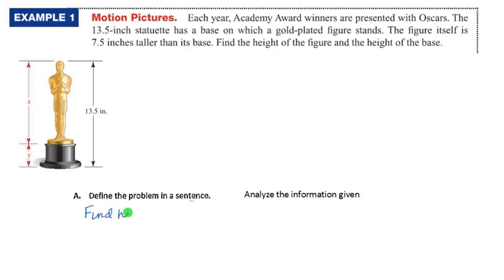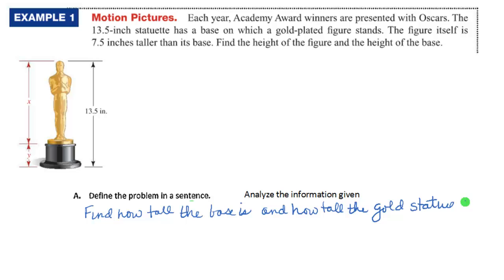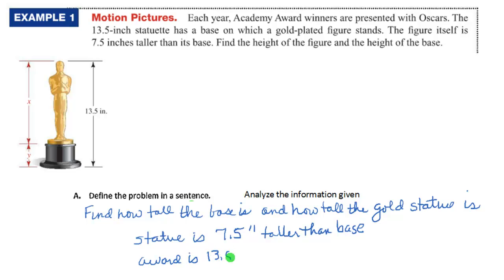Find how tall the base is and how tall the gold statue is, given that the statue is 7.5 inches taller than the base, and that the entire statuette, or Oscar award, is 13.5 inches. Okay, so that's what we know.